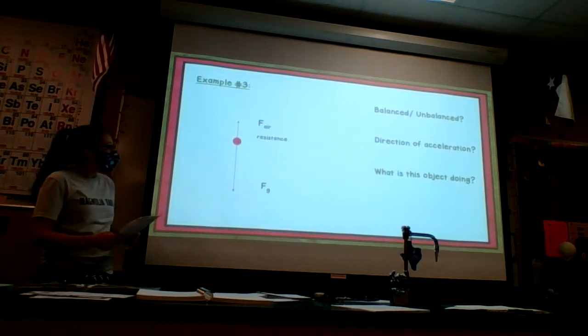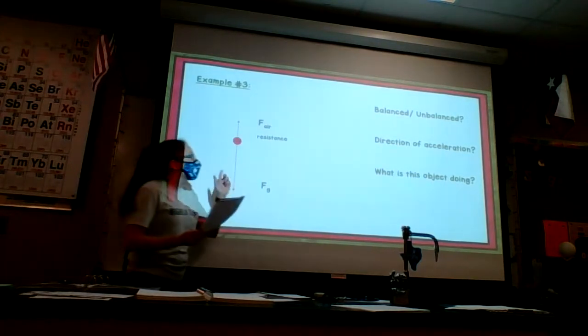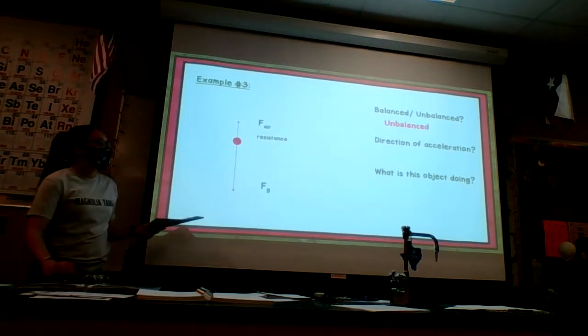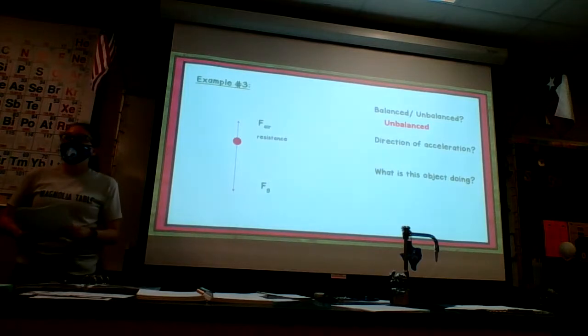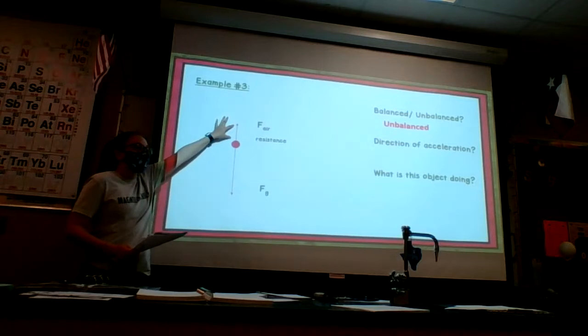Example 3. It doesn't give us a situation this time. We got to decide for ourselves. Is this balanced or unbalanced? Unbalanced. Why is it unbalanced? Because the gravitational pull. Right. Okay? It's unbalanced because this arrow is bigger than this arrow.